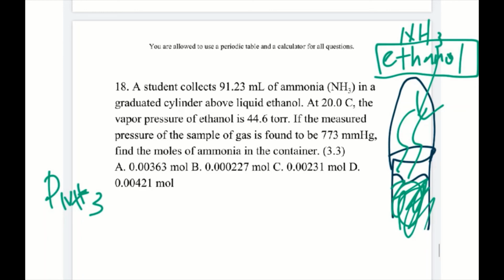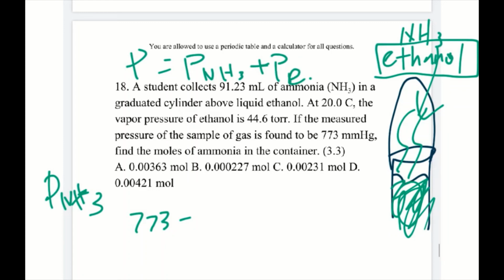So let's try doing that. We know that the total pressure is 773 millimeters of mercury, and the total pressure is equal to the pressure of the ammonia gas plus the vapor pressure due to the ethanol. So we have to subtract the total pressure minus the pressure caused by ethanol, which is 44.6. And notice how torr and millimeters of mercury are the same thing, so I just subtracted them since they mean the same thing.